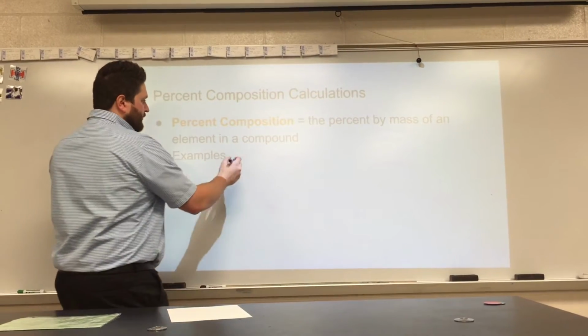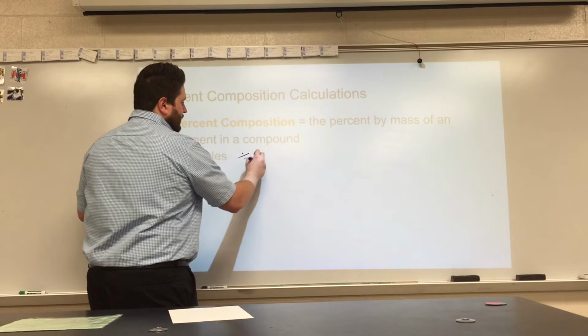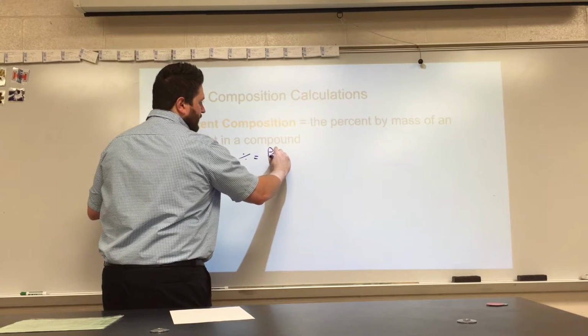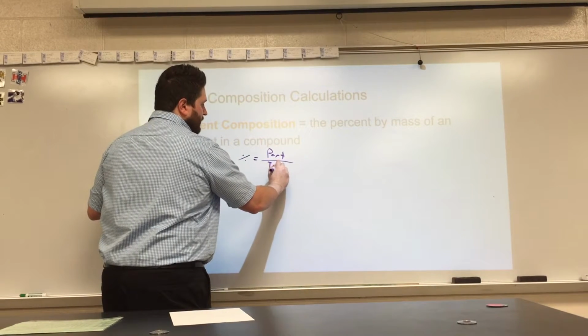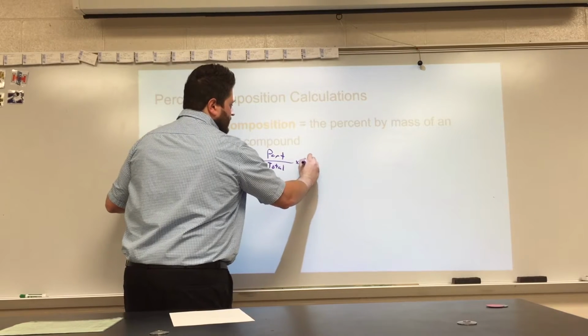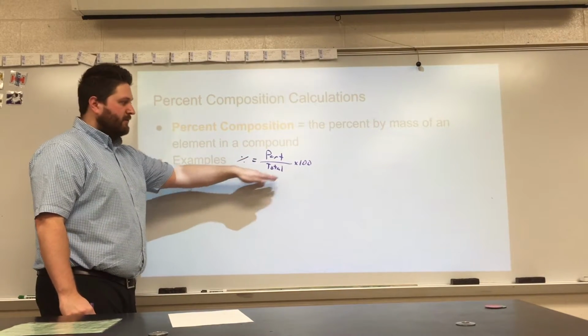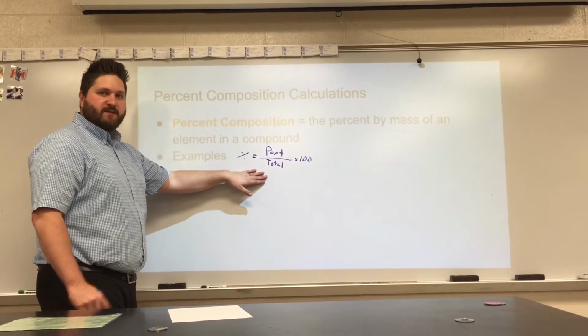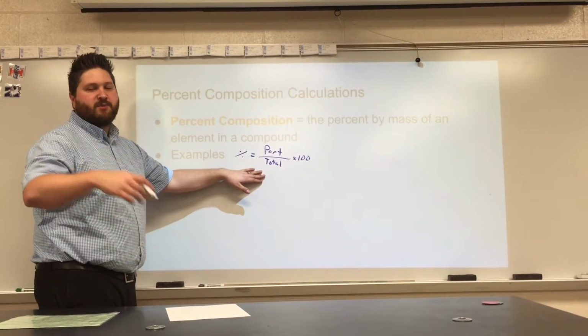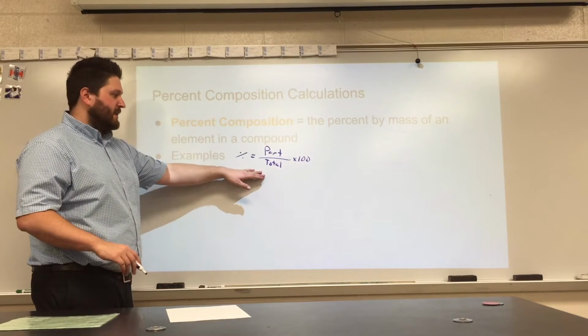So whenever you're trying to find a percent, you're looking for a part over a total amount times 100. So whatever you're looking for over the total of what you have times 100 is how you find the percent of something. So percent of boys in the classroom, percent of girls in the classroom, something to that effect.